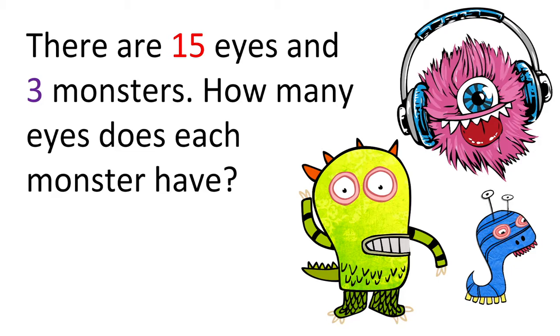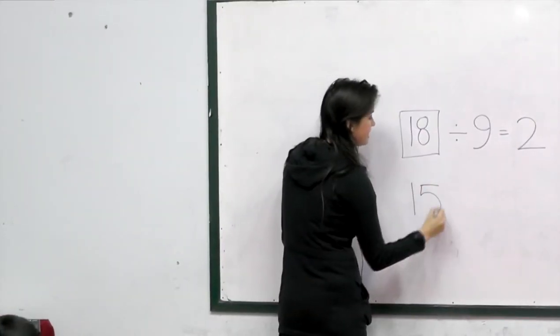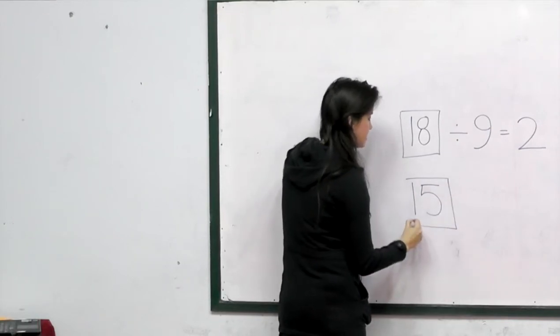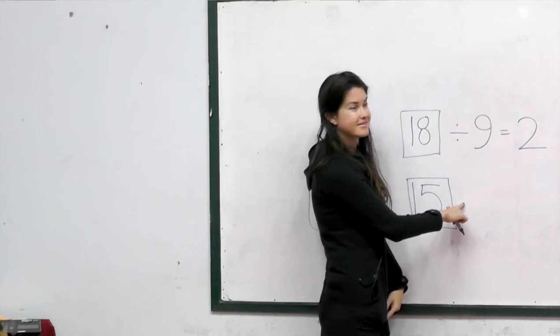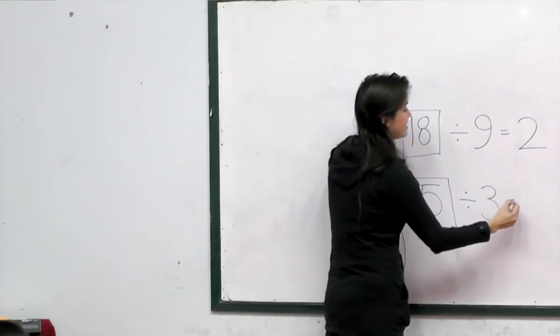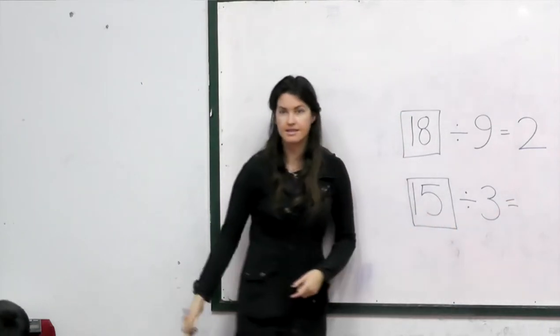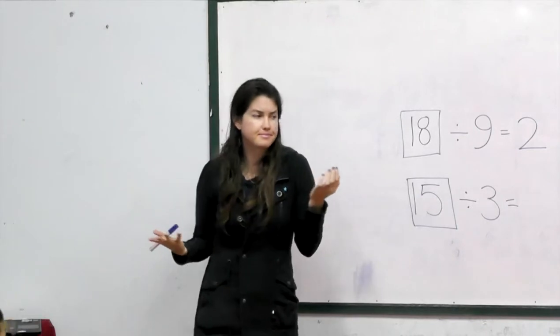Okay, so we're going to do the same thing. What's our biggest number? 15. So with division, our biggest number always goes first. And 3. What do I need right here? Divided by. And like I was right, it's 3. Okay. Let's count, friends. Here we go. We're going to count by what number?